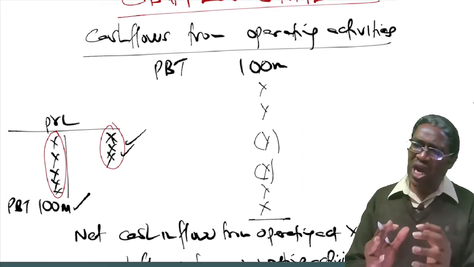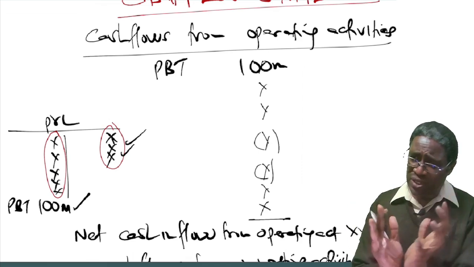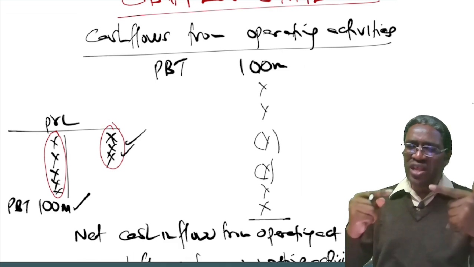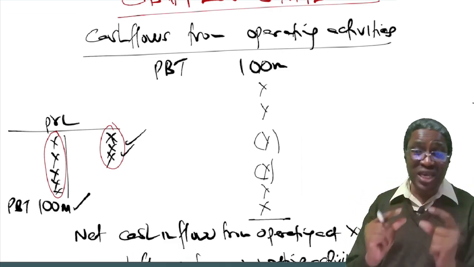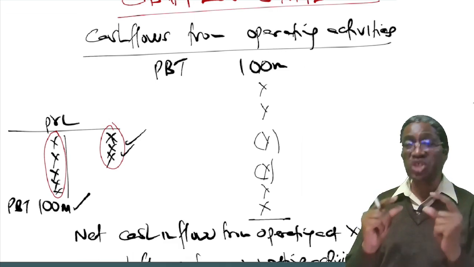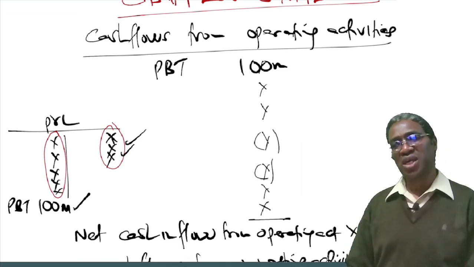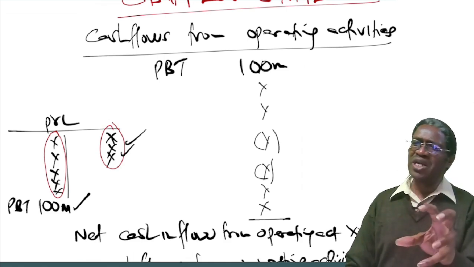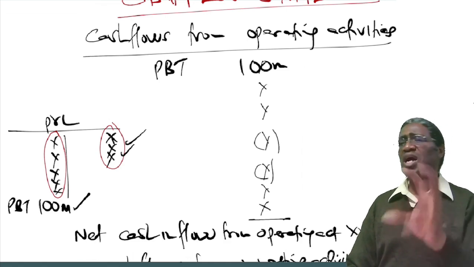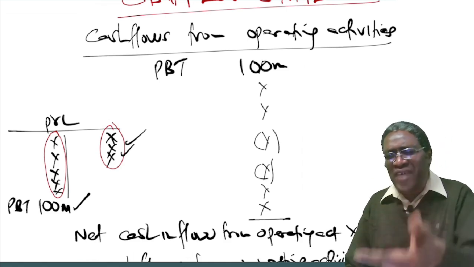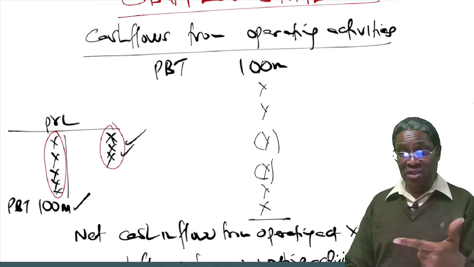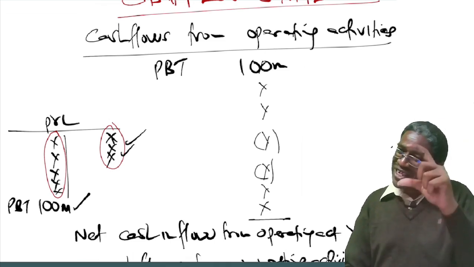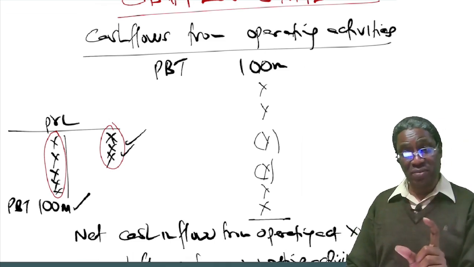So what we want to do now is to take this 100 million profit and adjust it with the few items that are normally in the income statement which are non-cash items. So we ask ourselves, this item that I took to the P&L account, it's not a cash item. What effect did it have on my profit? If it made my profit more than it should be, then I deduct, so that I get the true profit if everything was by cash.